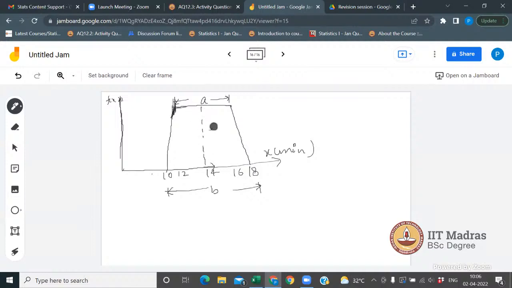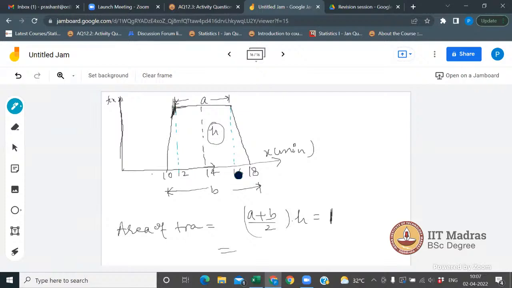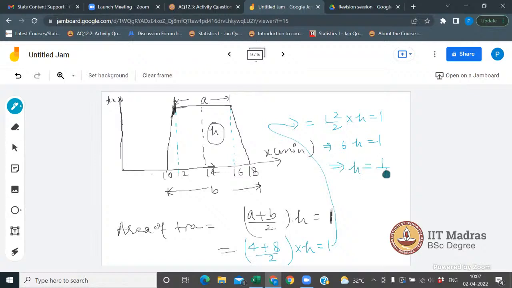And this is the height h. You know the area of a trapezium is half into the sum of the parallel sides into h, and the area is always equal to 1. Then A is 4, because the difference between 12 and 16 is 4, and B is 8. So 12 by 2 into h equals 1, that means 6 times h equals 1, so h equals 1 by 6. You get the peak.